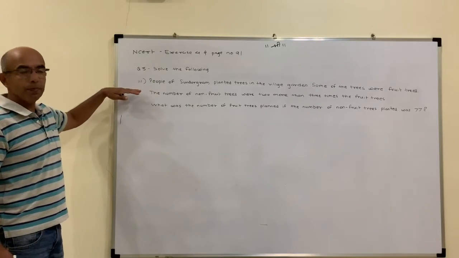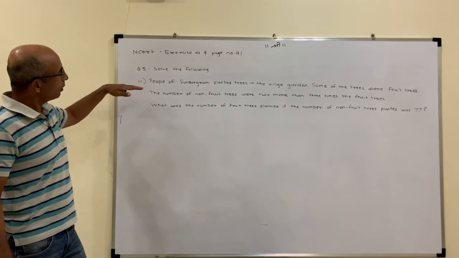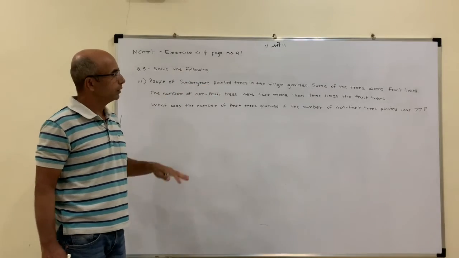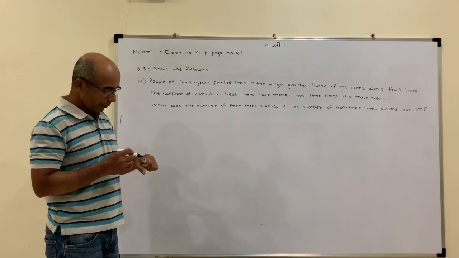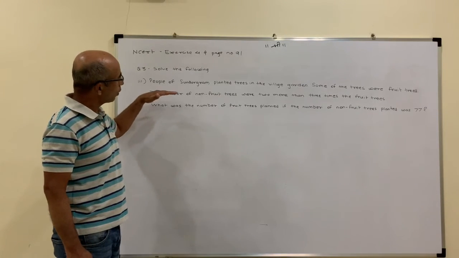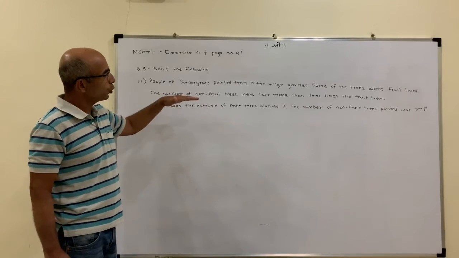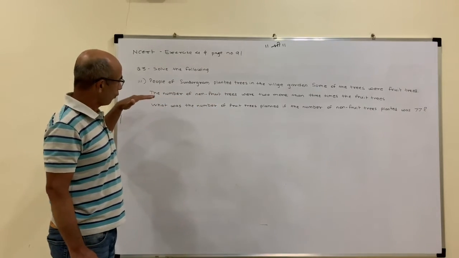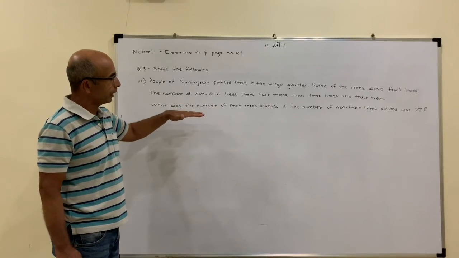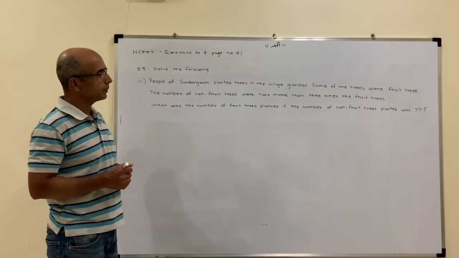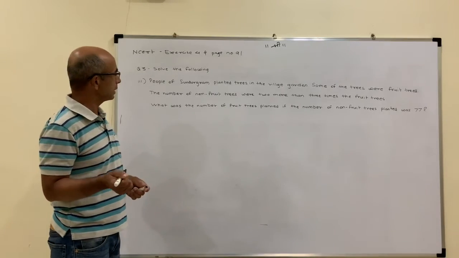Problem 3. People of Sundargram planted trees in the village garden. Some of the trees were fruit trees and the number of non-fruit trees was 2 more than 3 times the fruit trees. What was the number of fruit trees planted if the number of non-fruit trees planted was 77?